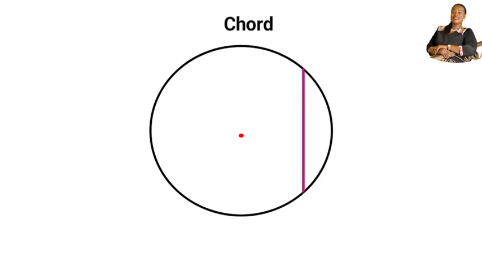A chord is a straight line drawn inside a circle that connects 2 points on the circle's boundary or circumference. It does not need to pass through the center, but if it does, that special chord is called diameter, and diameter is the longest chord in the circle. Think of it this way: if you stretch a rubber band across any 2 points on the edge of a round plate, the rubber band represents the chord.